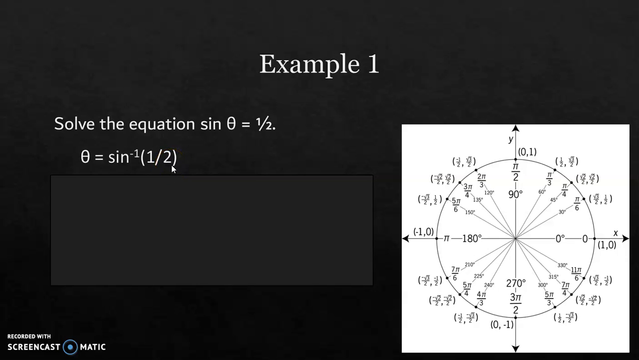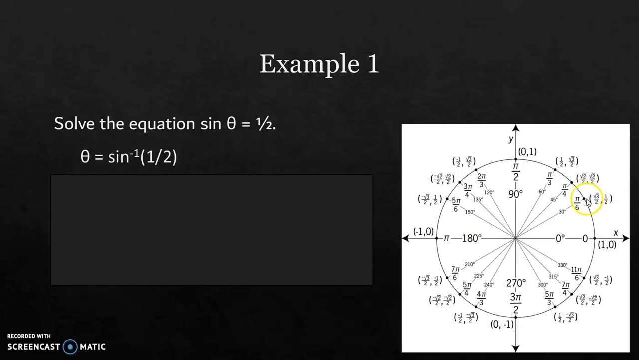Now we're going to use our unit circle to find out the inverse sine of 1/2. So I'm looking on my unit circle for any place where the sine value, the y value, is going to be 1/2. And I notice it here at pi over 6, so that's one of my answers. But there's another place over here at 5 pi over 6.